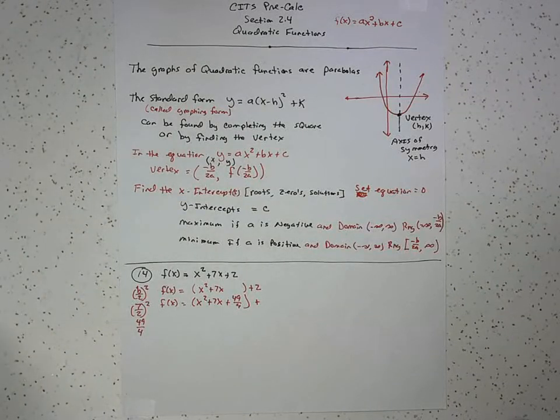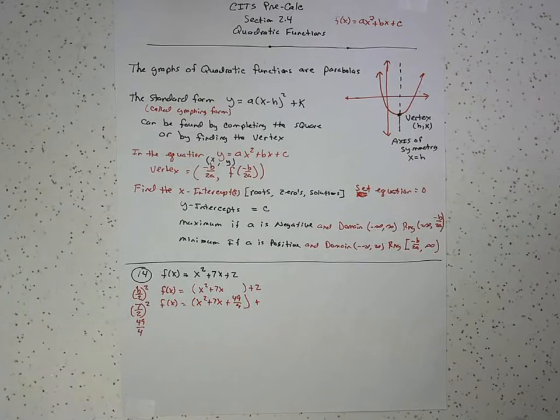CITS sections 2-4 is on quadratic functions. Now we cover a lot of material in here. If you remember back in Algebra 2, quadratic functions were covered in Chapter 4. And Chapter 4 was a 10-section chapter. It took the better part of 3 weeks, almost 4. We cover pretty much everything in Chapter 4 in this one section.